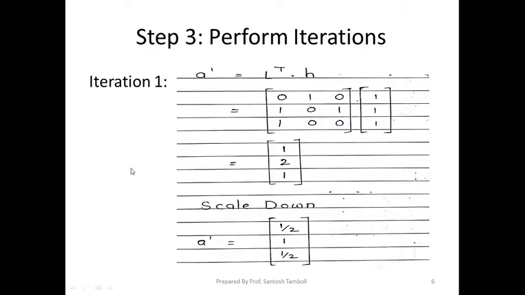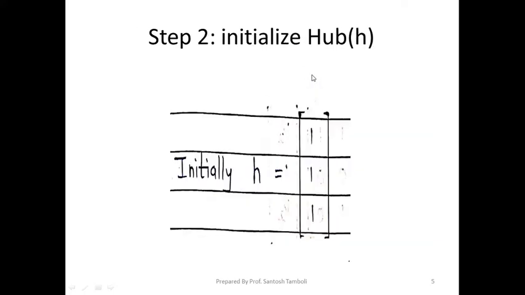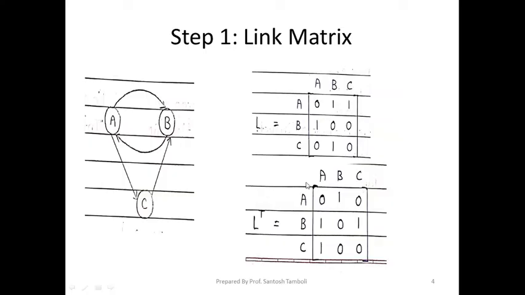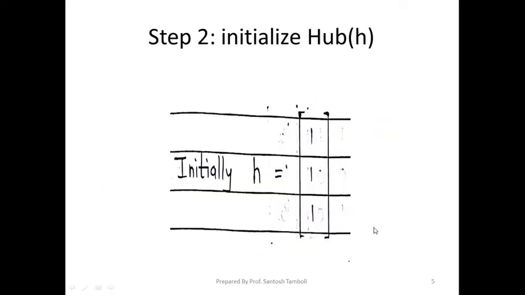So let us take the first iteration. A1 is equal to L transpose into H. This is the formula to find the authority. A stands for authority, so A1 stands for iteration 1 for the authority. A1 is equal to L transpose into H. L transpose we already calculated, and it is multiplied with the initial hub.